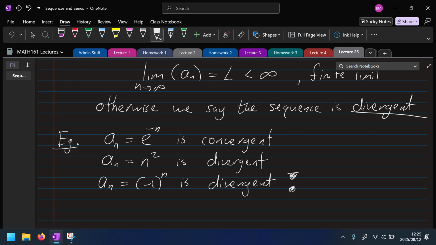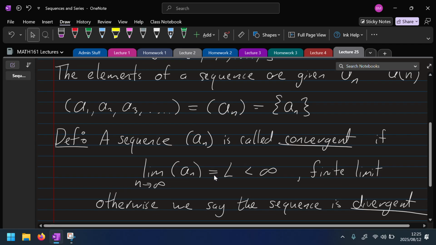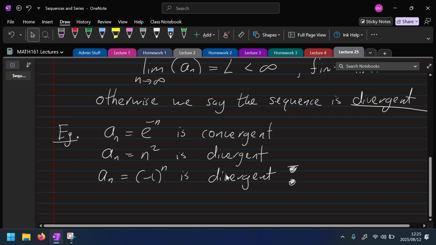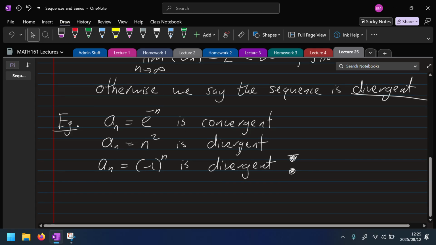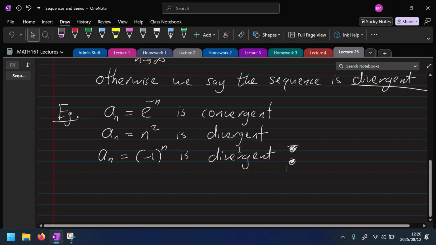A little warning here: the sequence may not go to infinity, but it could still be divergent. If we look back up, we need this limit to be some L. Remember from last year when we did limits, this limit does not exist, because it goes +1, -1. There's no limit value. It cannot be convergent, therefore it is divergent. Again, it is either convergent or divergent. There's nothing in between.